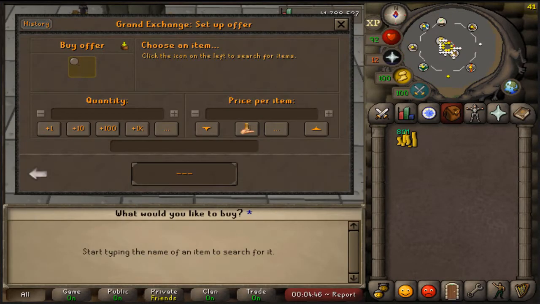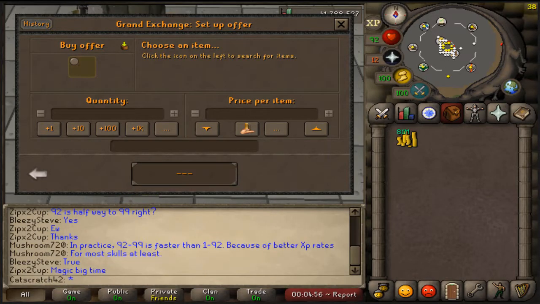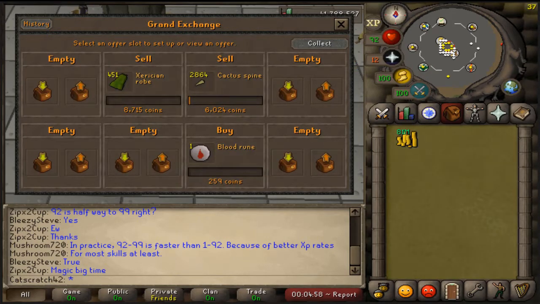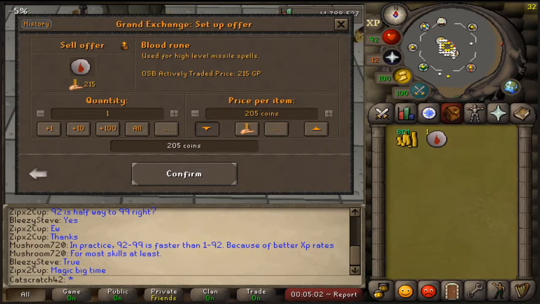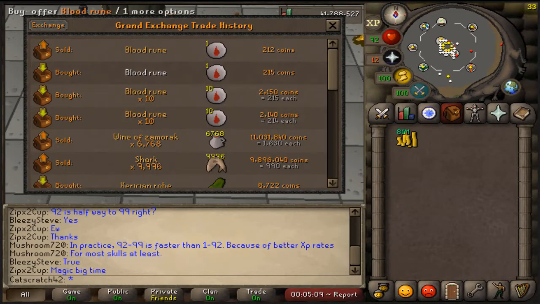This is first and foremost the easiest way to tell if an item is crashing, and it's going to be a little bit hard to explain, so just bear with me here. Imagine you're flipping an item, so we'll say blood runes, for example, and you go to find the margin, and you put a buy offer in at the low margin, of course. As you can see, 212, 215. So imagine that this offer right now is going to be for 212 coins.